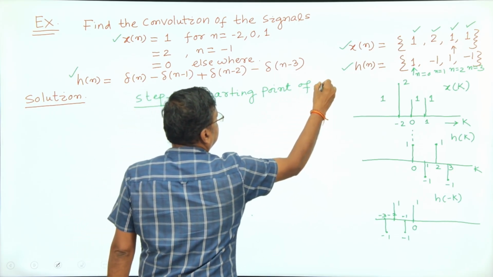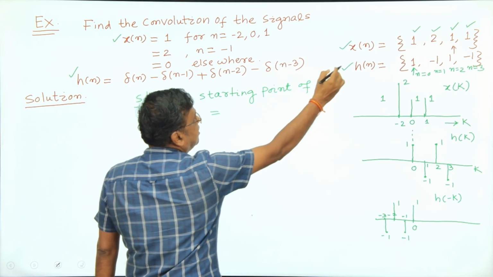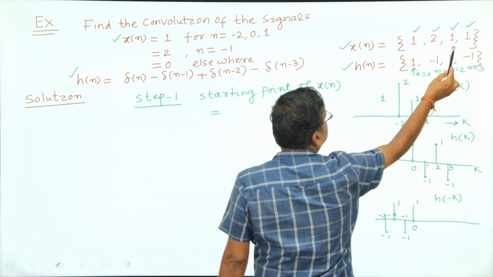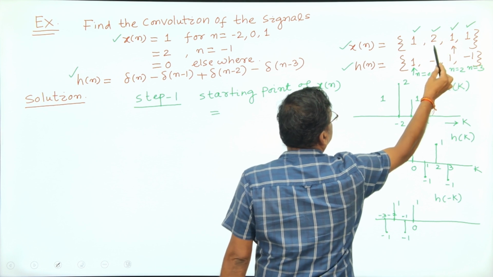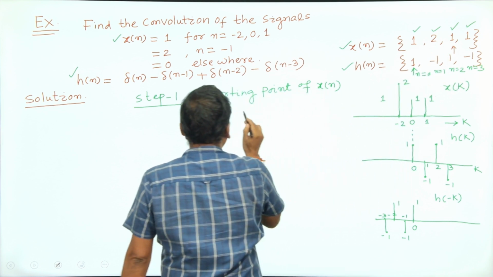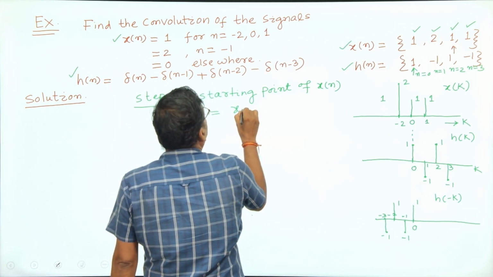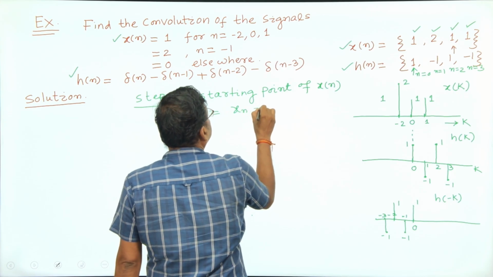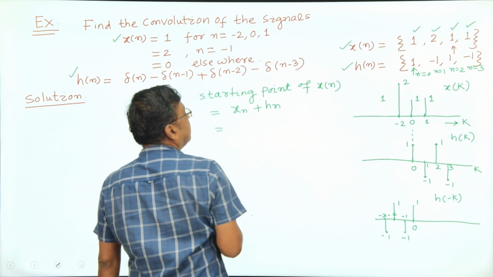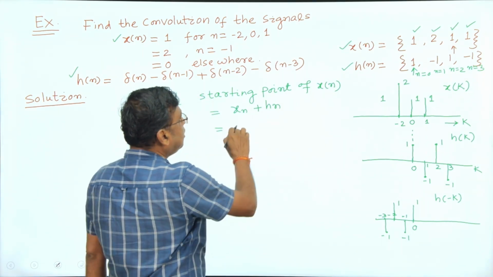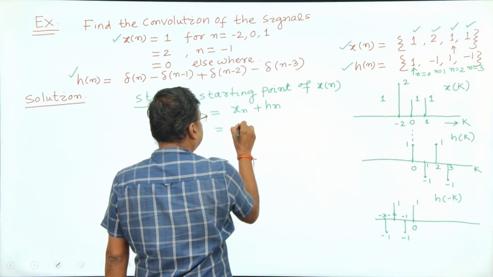Starting point of x of n means what? That is where x of n starts here. Here the arrow mark indicates n equal to 0. Here n equal to minus 1, on the left side. This is n equal to minus 2. For the starting point, there is a formula: starting point of x of n plus starting point of h of n. Starting point of x of n is 0, -1, -2. That's why this is -2.